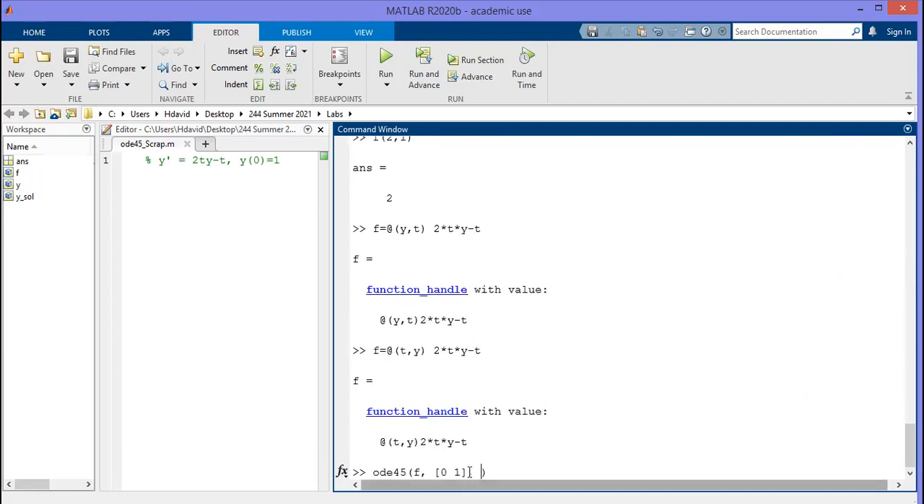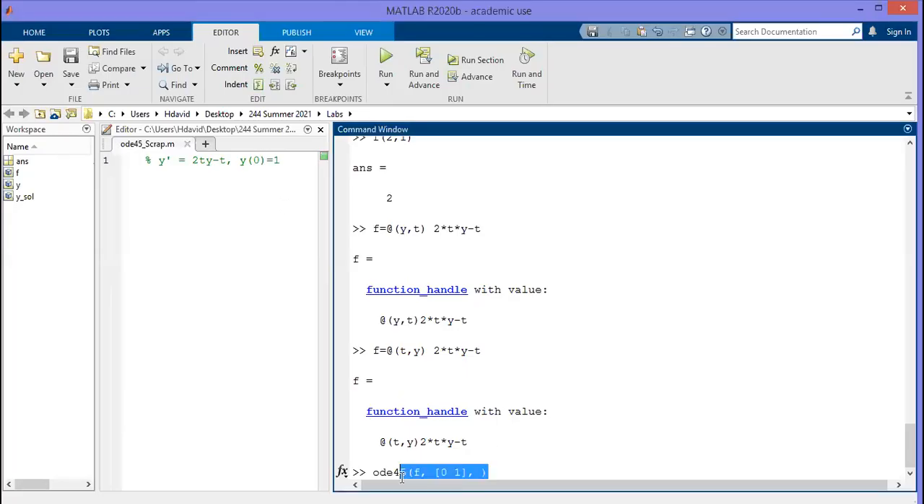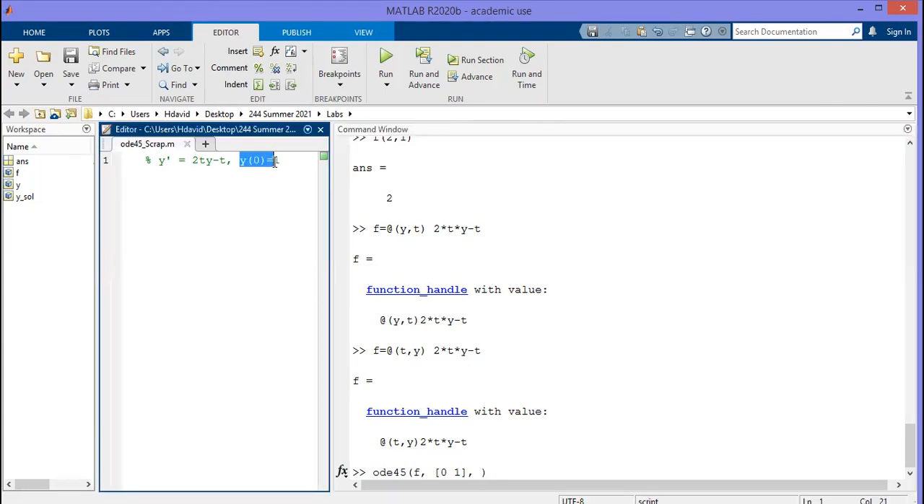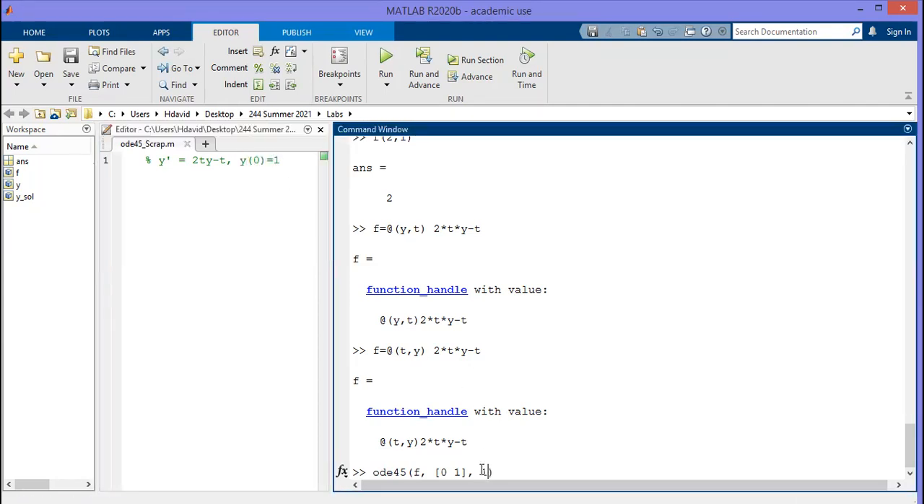And the important thing is that if you have this interval here, if you don't tell it exactly what points to look at, then it's going to pick its own points. And the other thing you need to pass it is an initial condition. So we had y of 0 was 1. So we're going to pass it the initial condition 1. And it seems that what it's doing is it's picking this point right here and using it as the initial time.